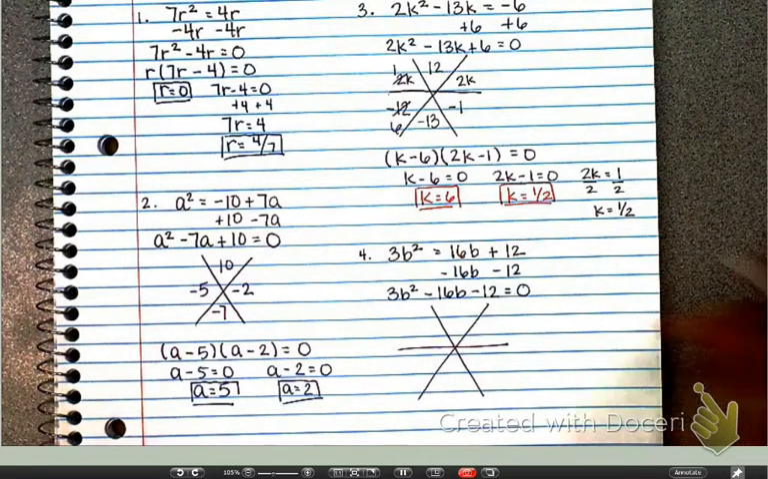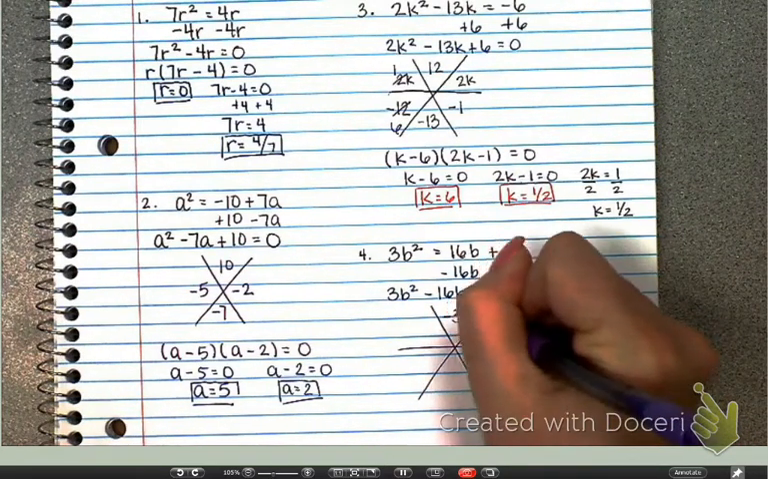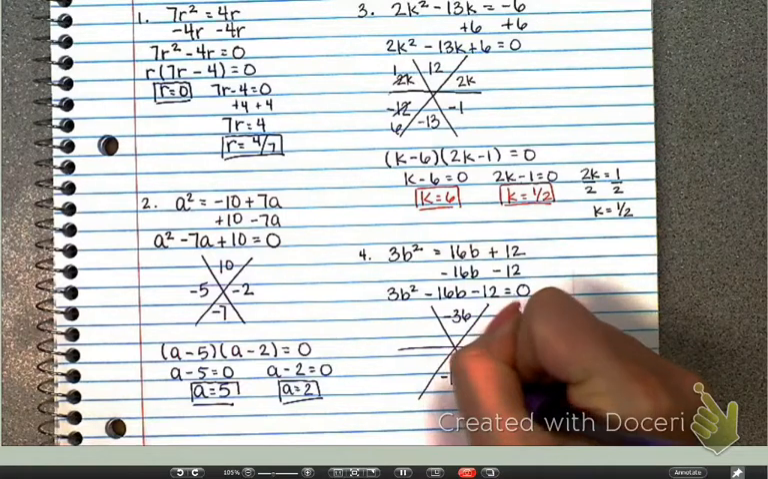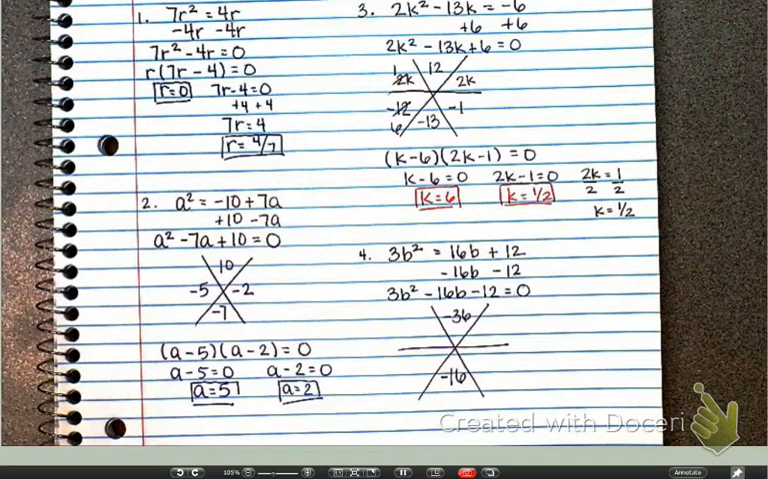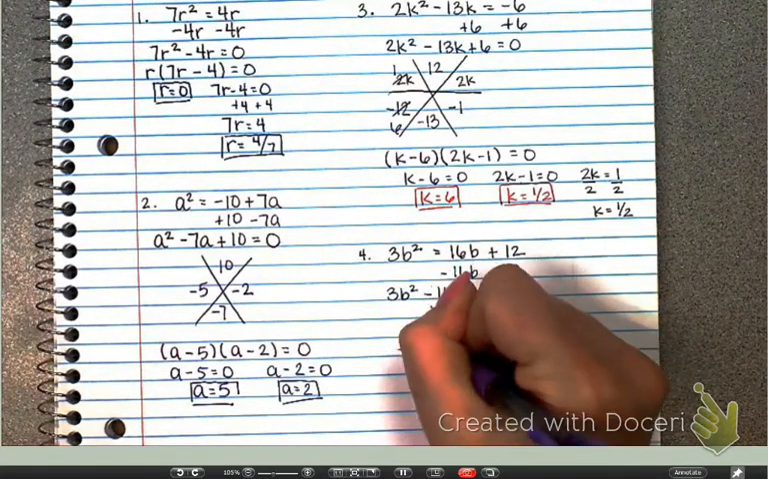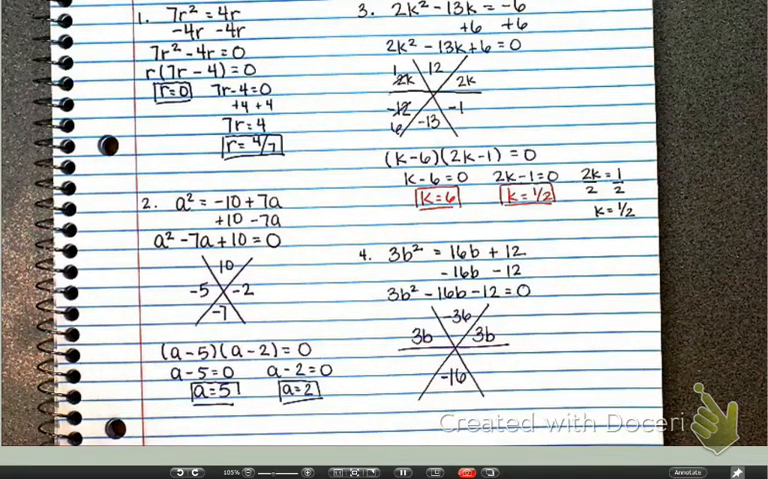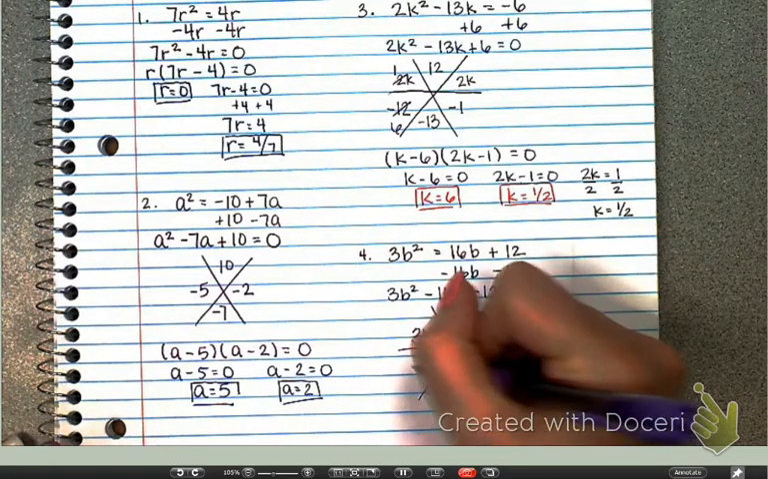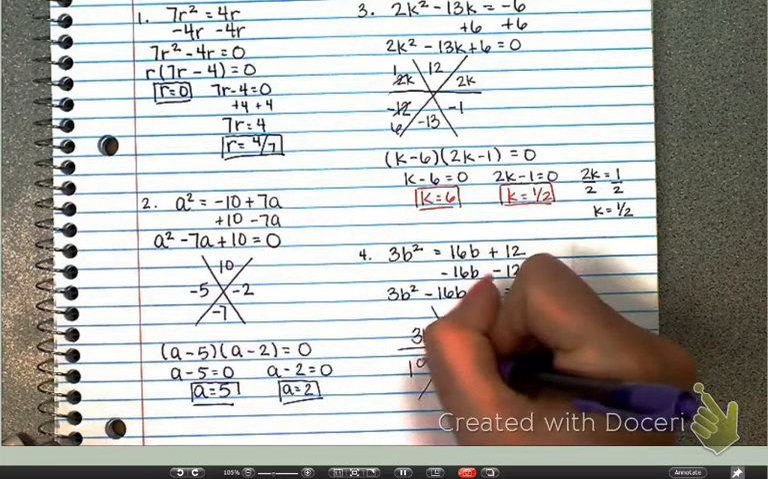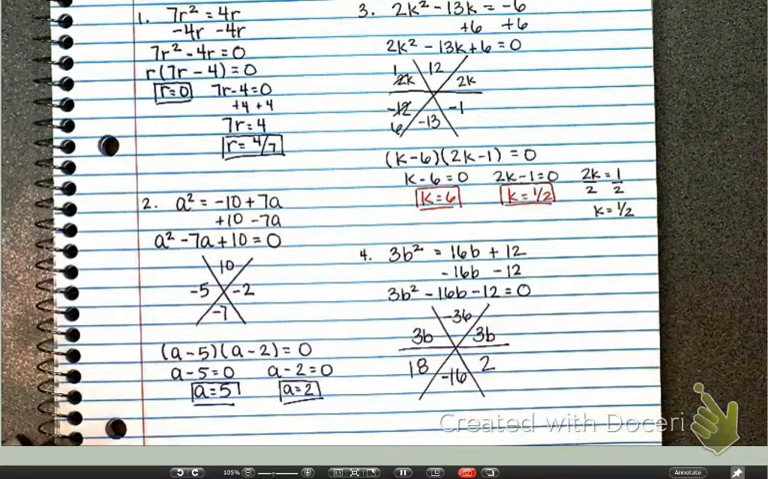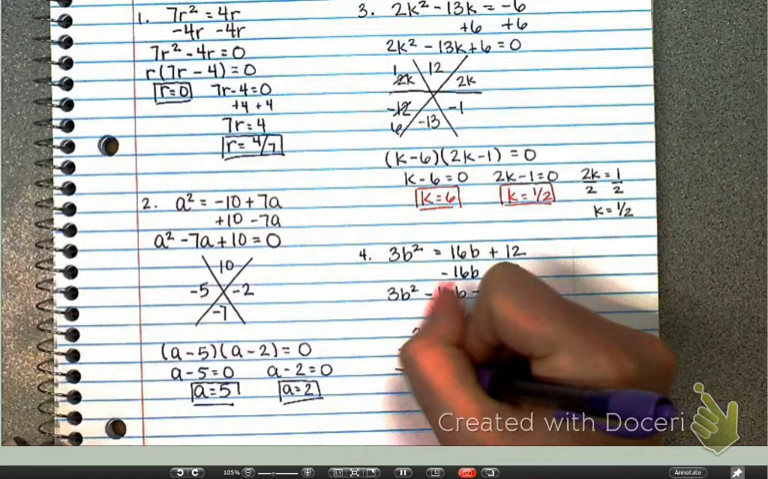3 times negative 12 is negative 36. And I have a negative 16 on the bottom. And then 3b and 3b. So two numbers that multiply to negative 36 and add to negative 16. That one's hard. If you divide 36 by 2, you get 2 and 18. And 18 needs to be negative.